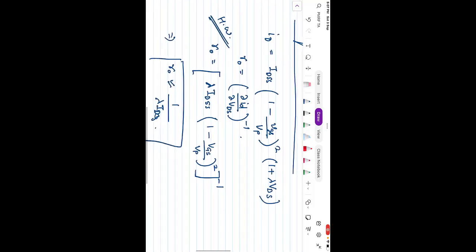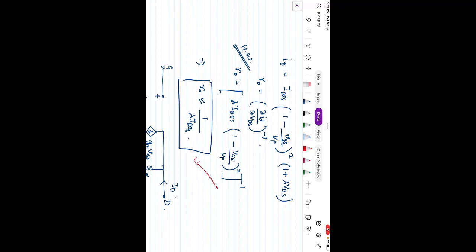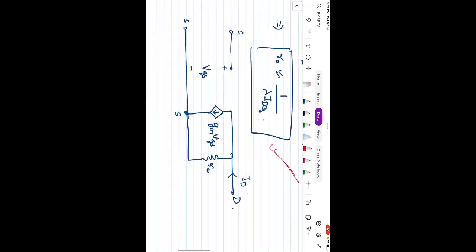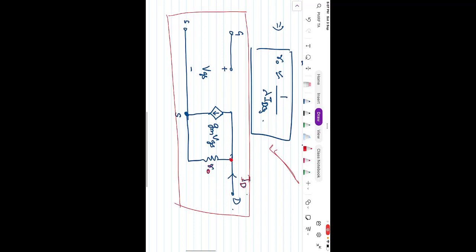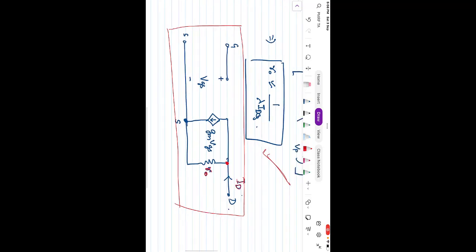Now R naught is given by this formula, (delta ID by delta VDS) to the power inverse, and therefore you will arrive finally at this equation. So this is what is more important. From here we see the small signal equivalent of JFET. ID basically consists of these components. First is what comes from VGS, and the other is due to the voltage drop across the small R naught. So this is the small signal equivalent.